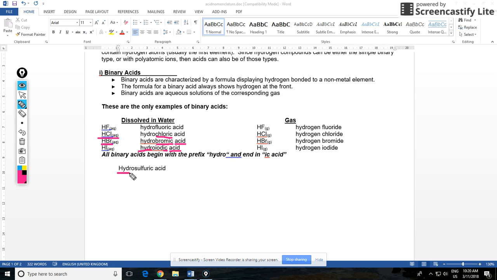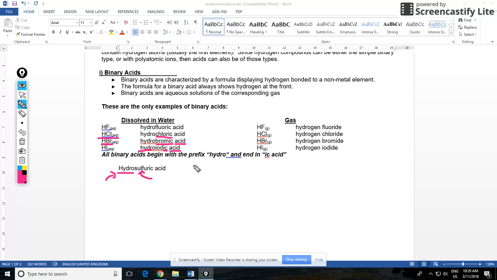And the reason you know it's a binary acid is because you have the prefix hydro in the front. The other acids we'll see, oxyacids, do not have the prefix hydro, but binary acids do. So this is going to be a binary acid formed between hydrogen and, look at the root of the word here, sulfur.